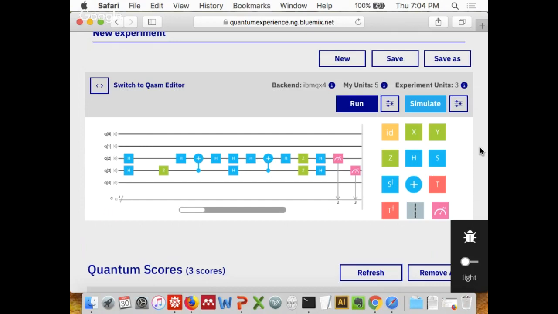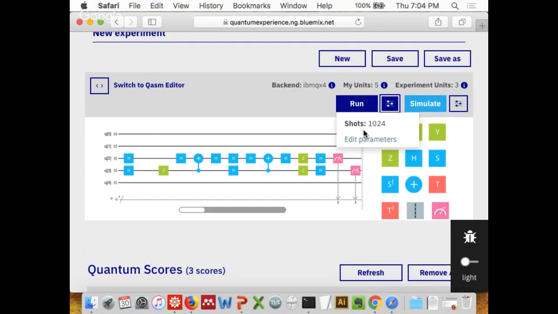Now, if you made an account, they give you a certain number of units. I think you get 15 when you start. I've got 5 left. So if you want to run the experiment on the quantum computer, it's going to cost us 3 units. These tabs, so run would run it on the machine, and there's a queue to use it, so it'll email you when it does it and show you the results.